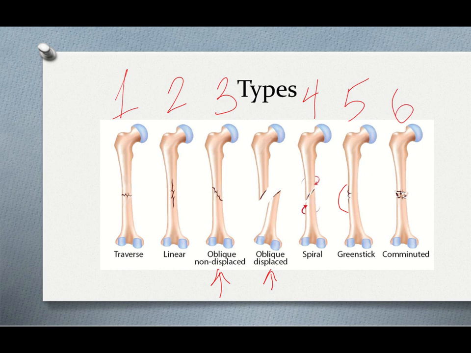And then the last fracture is called a comminuted fracture, which basically means that the bone has shattered in one or more places.